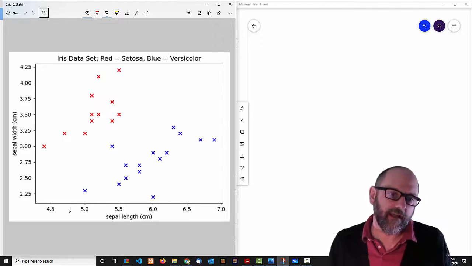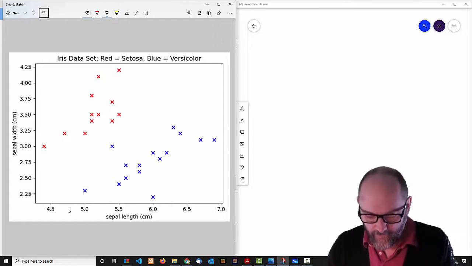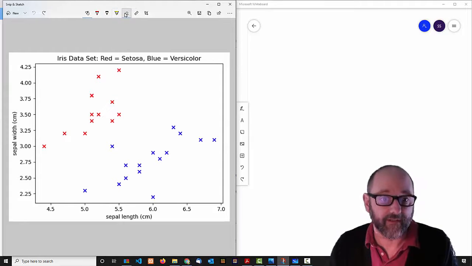I want you to look at this data now, and what do you think is the best cut point for this data? I have my own idea of what the best cut point is.